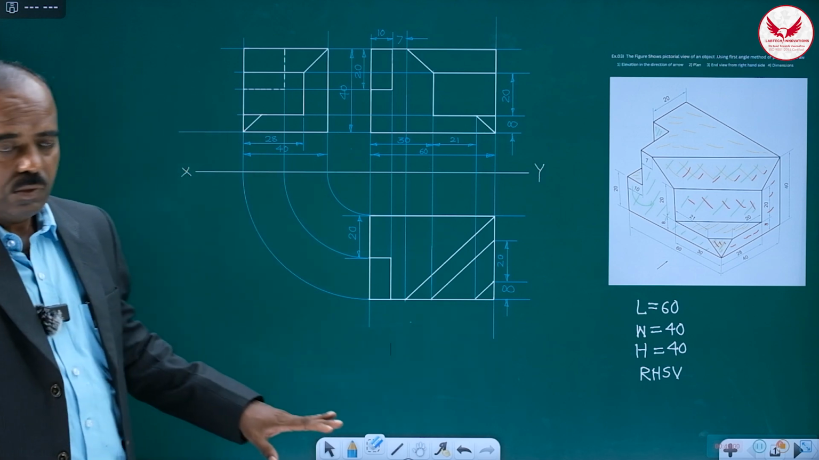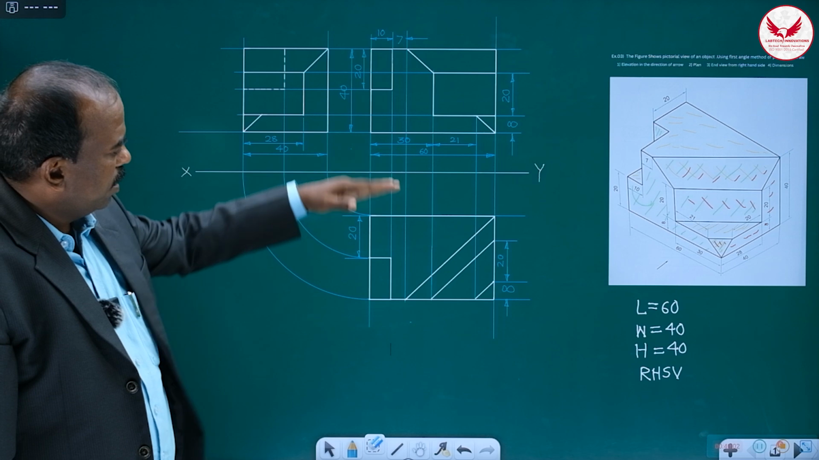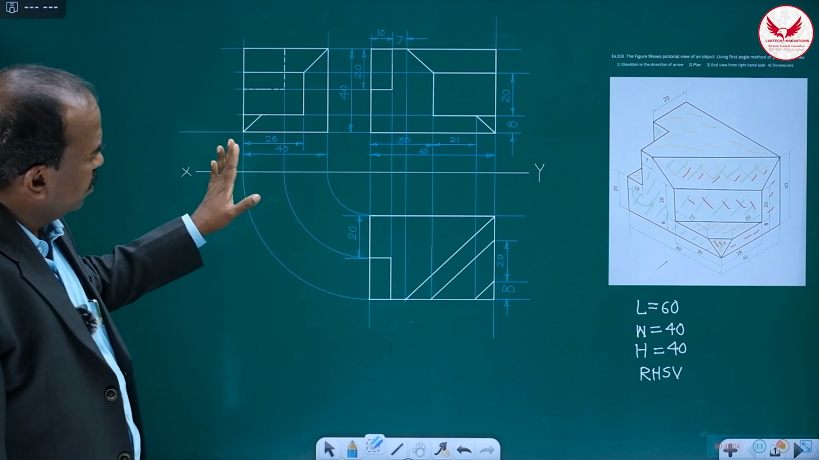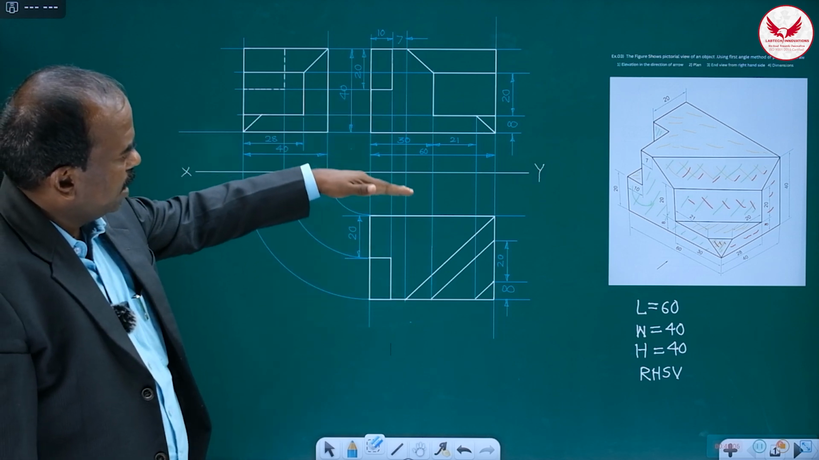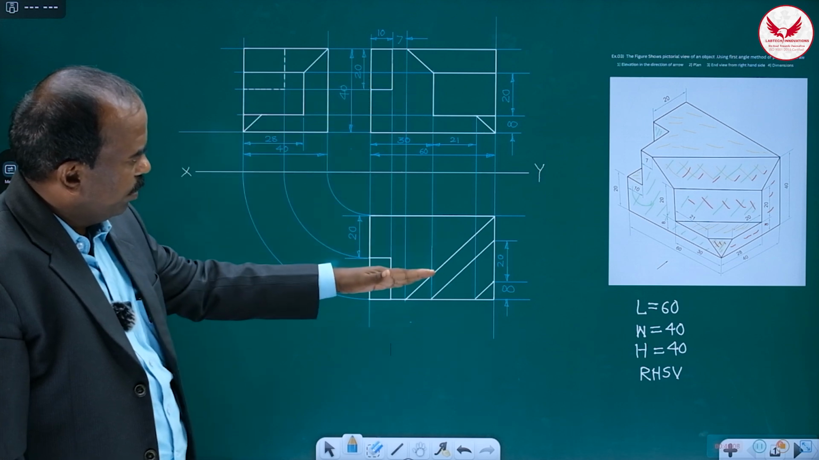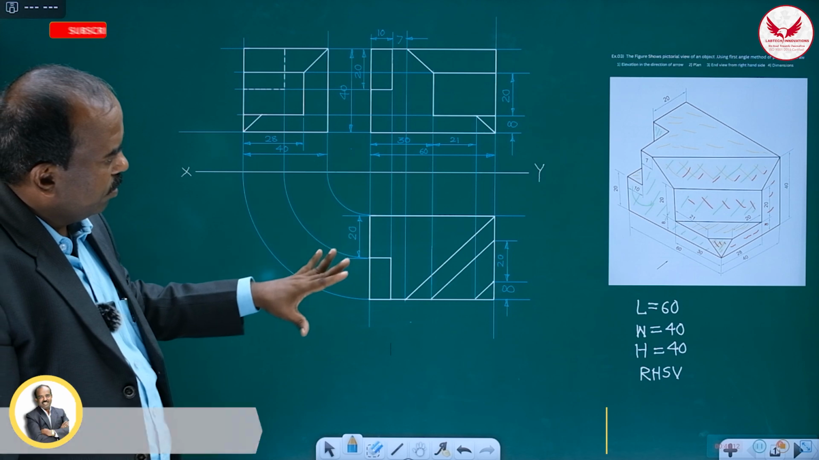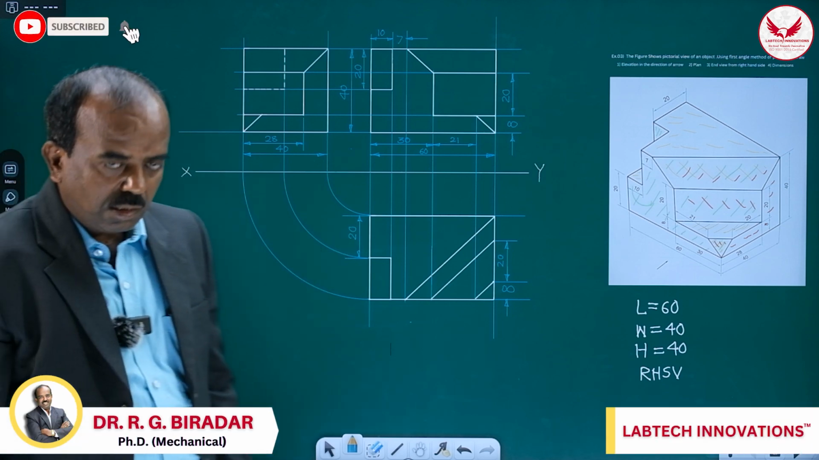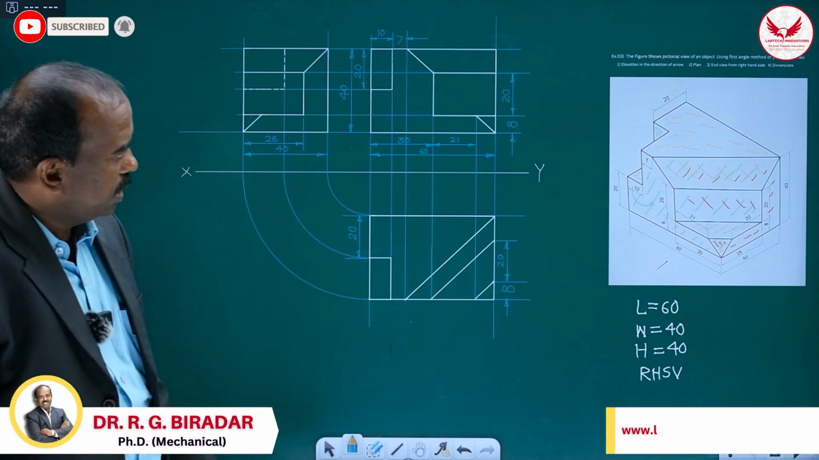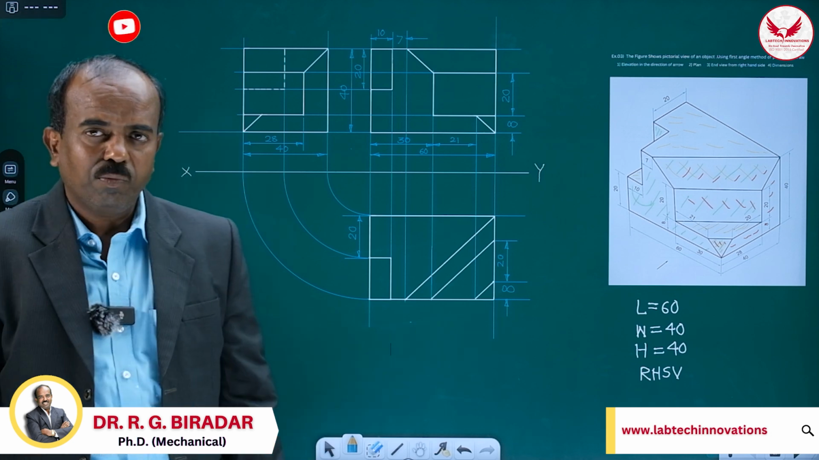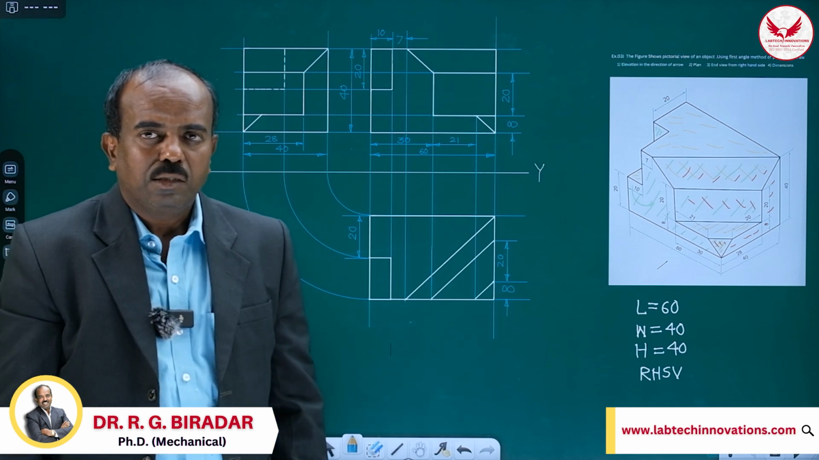So these are the 3 views, and there is no need to write this is front view, top view, side view. It is assumed that in the first angle method of projection, above the XY line it is the front view, below it the top view, and towards the left of the front view it is the right hand side view. So if you follow the procedure I explained, you will not find the problem difficult. Thank you.